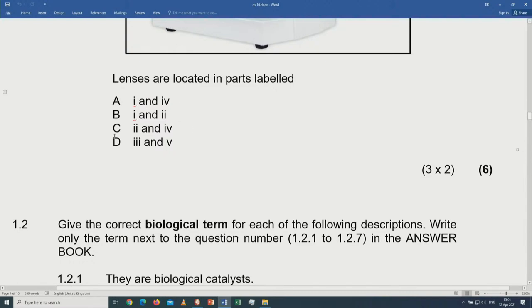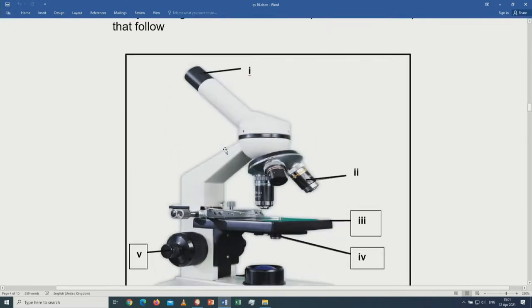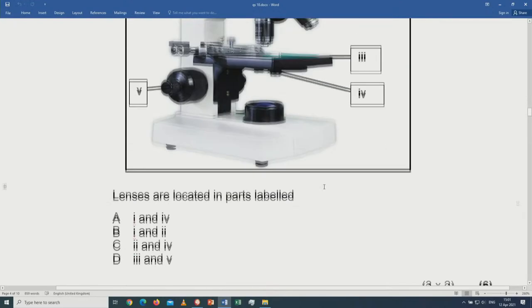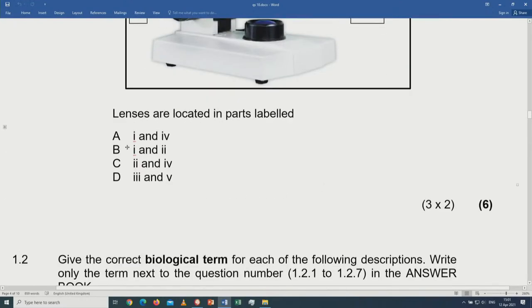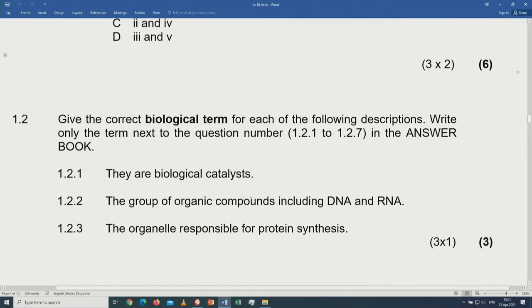One and four, 1 and 2, 2 and 4, 3 and 4. Okay, eyepiece is 1, objectives is 2. So we get lenses in 1 and 2. So the correct answer is B.